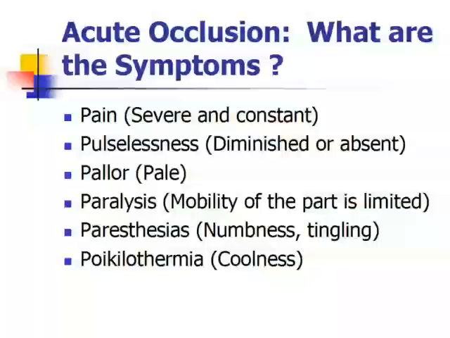The patients will develop these, and they include pain, which will be severe and constant. The patient will have pulselessness, maybe diminished or absent pedal pulses, posterior tibial pulses, that type of thing. You may see that the extremity is extremely pale. The patient may have paralysis, where mobility of the part is limited, and may also develop paresthesias, where there's numbness and tingling of the extremities, and the patient may have poikilothermia, which is coolness of the extremities. So these would be known as your 6 Ps.